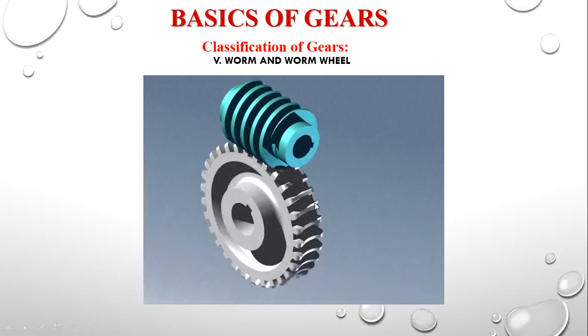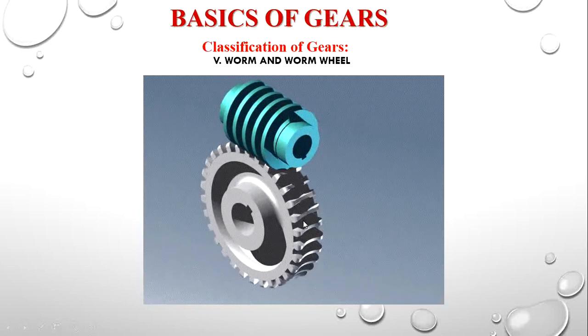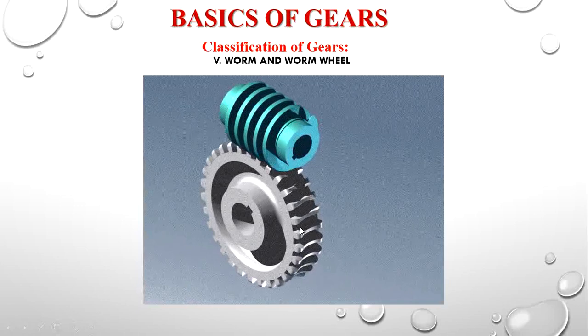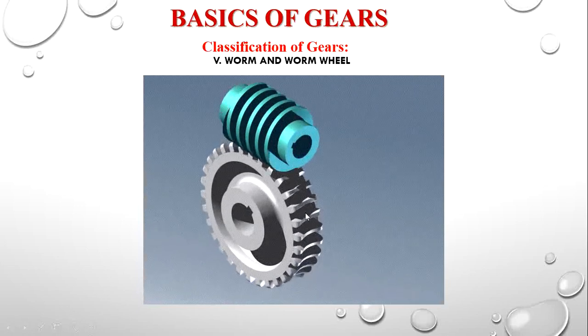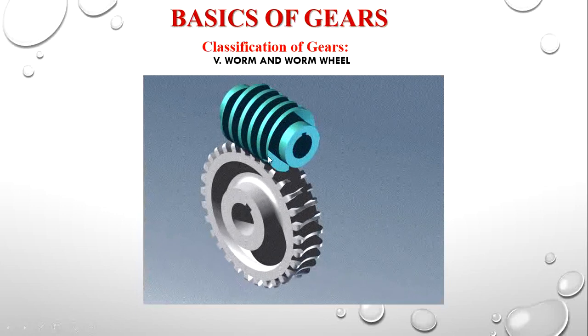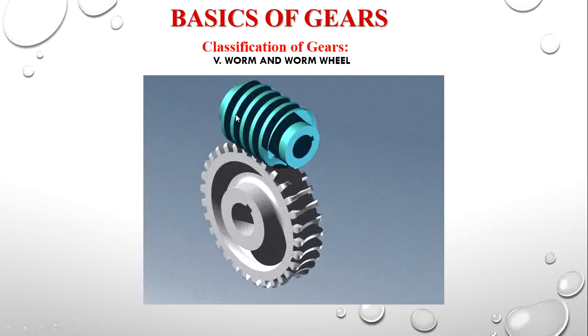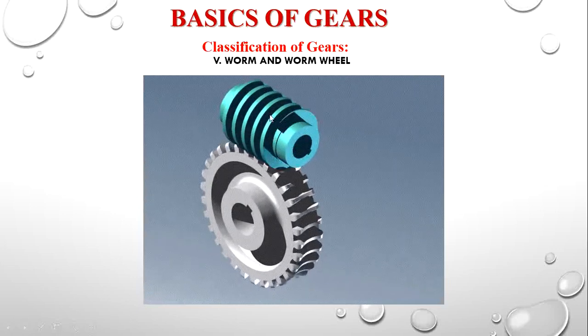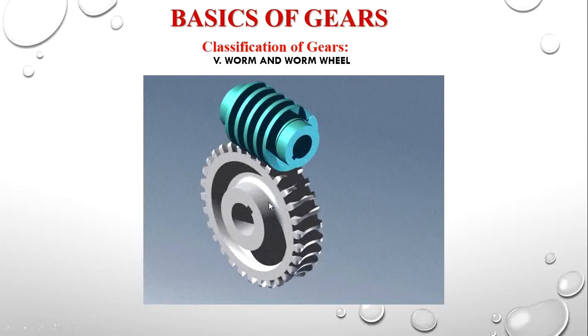So here the worm gear is a gear with a throat. If you see the external diameter of this gear, a throat will be cut on it. On the throat, a threaded-like structure will be provided. The threaded-like structure is called a worm. Since it looks like a worm when it is running, that's why it is called a worm, and this gear is called a worm wheel. This is the worm and worm wheel arrangement.